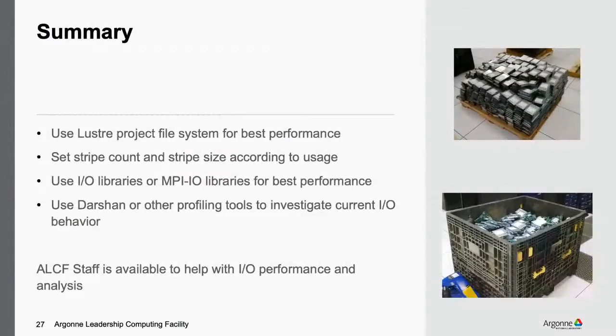All right, so in summary, use the Lustre file system. That's the main thing. Set the stripe count and stripe size according to your usage. If you can do these two, you're doing well. Investigate I/O libraries or MPIO if you don't already have some kind of I/O model. And then if you do check your I/O performance and it does appear to be not achieving what you think, check these things. But if you think you have the stripe count and stripe size set well, then let's use Darshan or some of these other tools to investigate. And as always, if you do need help, you can send an email to support, and staff's always available.